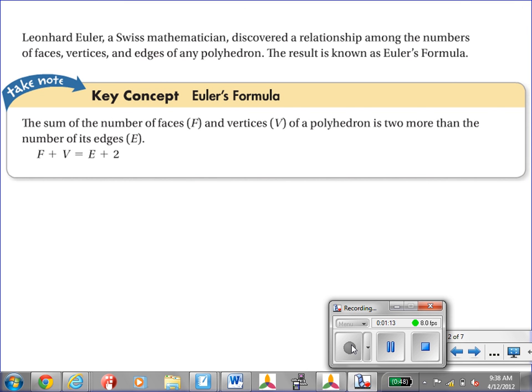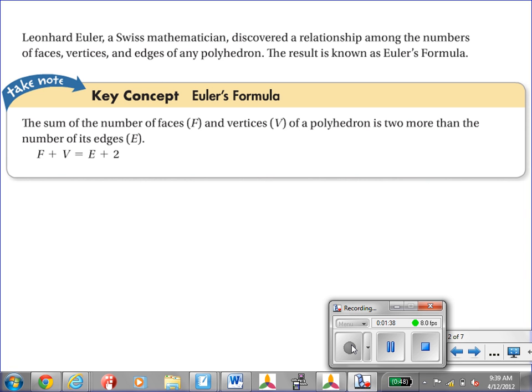Okay. Now, Euler's formula, you'll want to know this because it'll make things easier on you. So Leonard Euler is a Swiss mathematician. It says right up there at the top. He discovered a relationship among the numbers of faces, vertices, and edges of any polyhedron. You think this is kind of worthless, but when you get some of these problems that have a multi-face polyhedron, it'd be nice to know this.